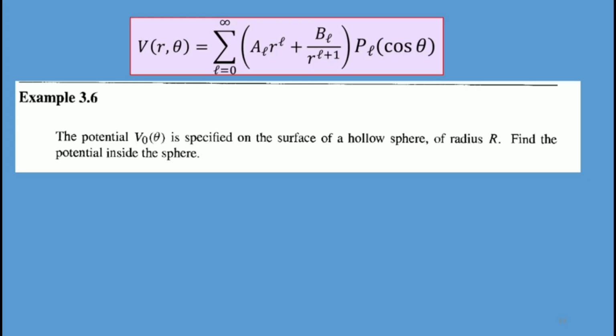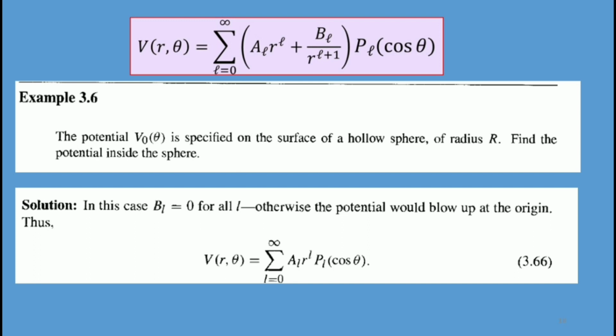So we have the formula here: V of r, theta equals the sum of (Al r to the l plus Bl upon r to the l plus 1) times Pl cos theta. Let's take a problem of electrostatics, where the potential V0 of theta is specified on the surface of a hollow sphere of radius R. Find the potential inside the sphere. It is asking to find the potential inside the sphere.